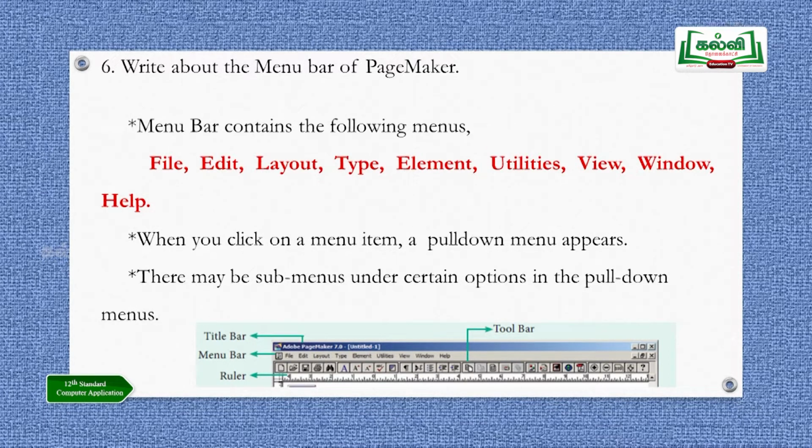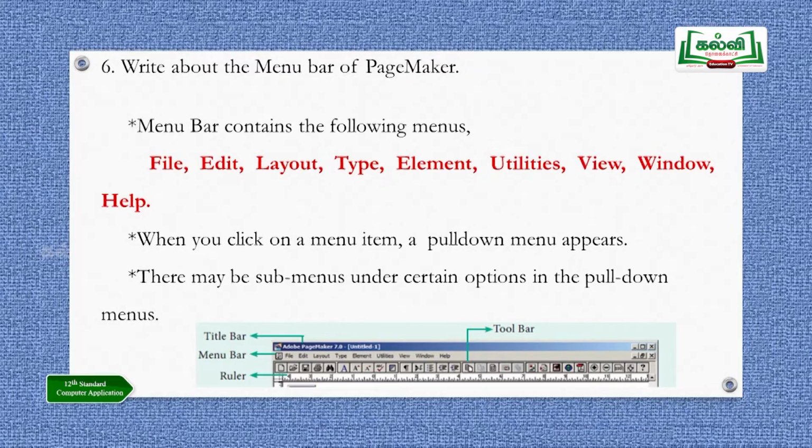For your understanding, I have given the image below showing the different bars available. You see, first is the title bar, second is the menu bar, third is the tool bar, and fourth is the ruler line. Again I am telling you, this is for your understanding. Please don't try to draw it. This is only a 2 mark question. Now we will go to the answer.